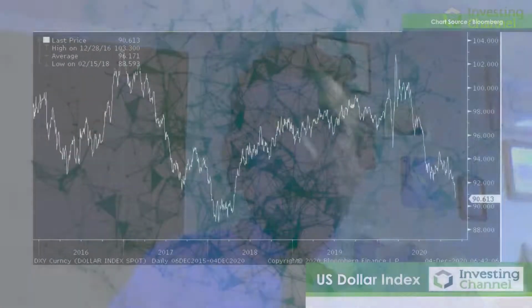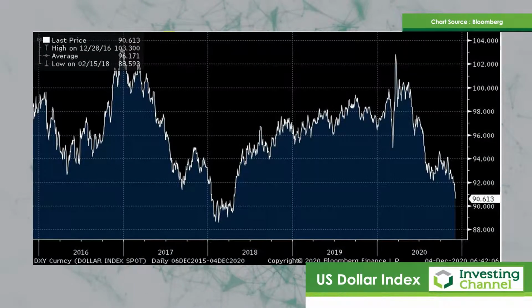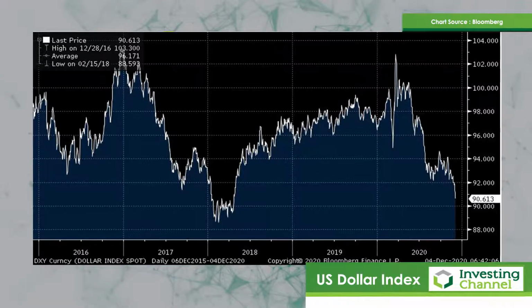So my first chart this week is the US dollar index, and as one can see, we are plummeting towards the big levels that we last saw back at the beginning of 2018.